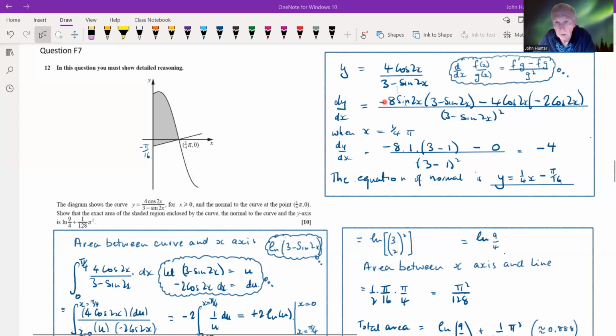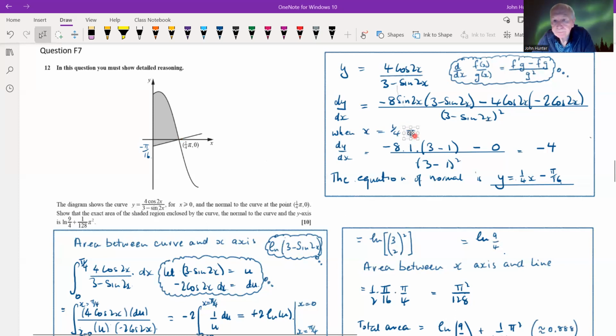dy/dx is, well, this is your f prime, this is your derivative of the numerator, times the denominator, minus the numerator times the derivative of the denominator, all divided by the denominator squared. Right, we want to evaluate that at x equals pi by 4.